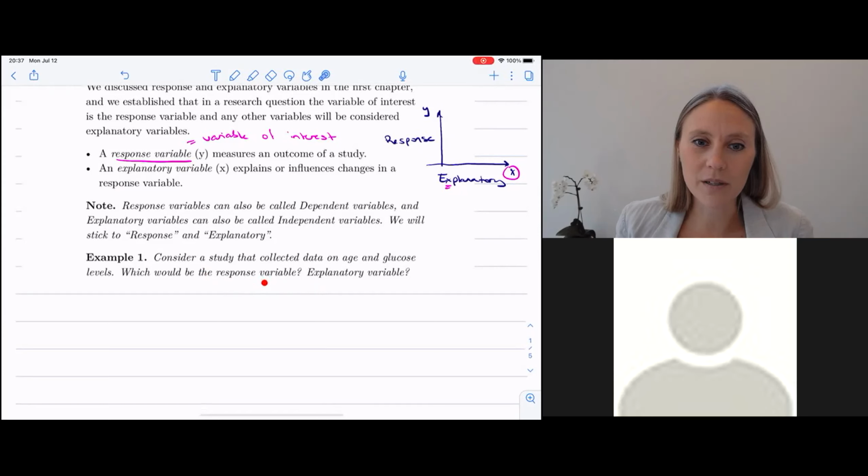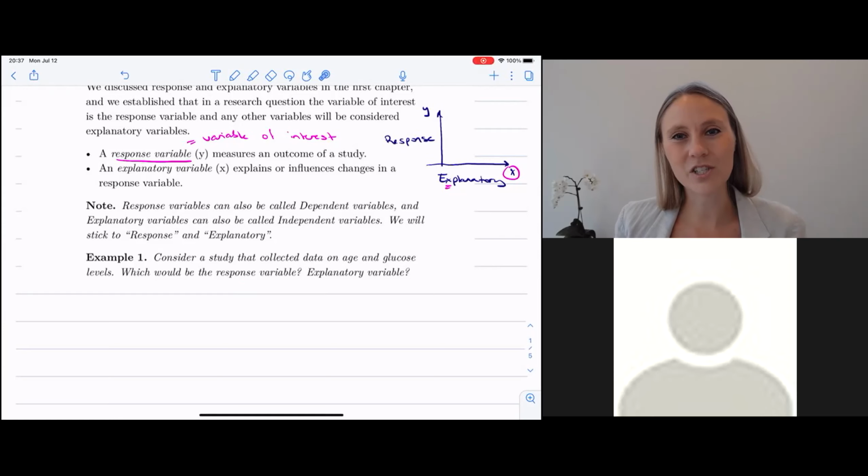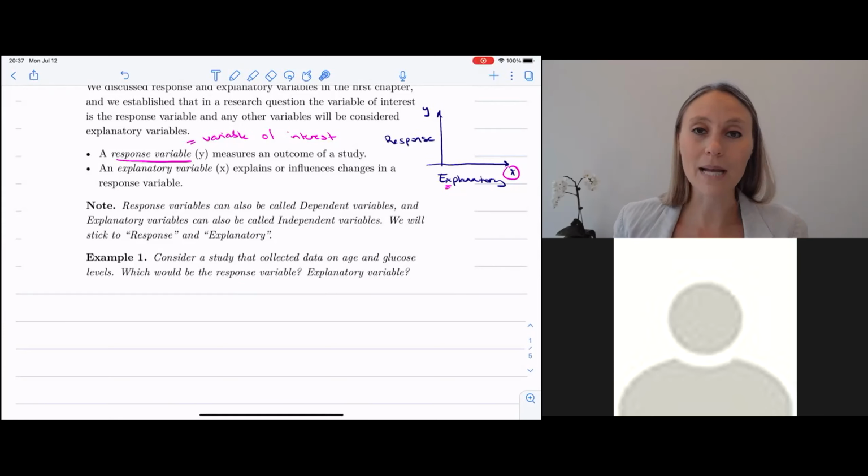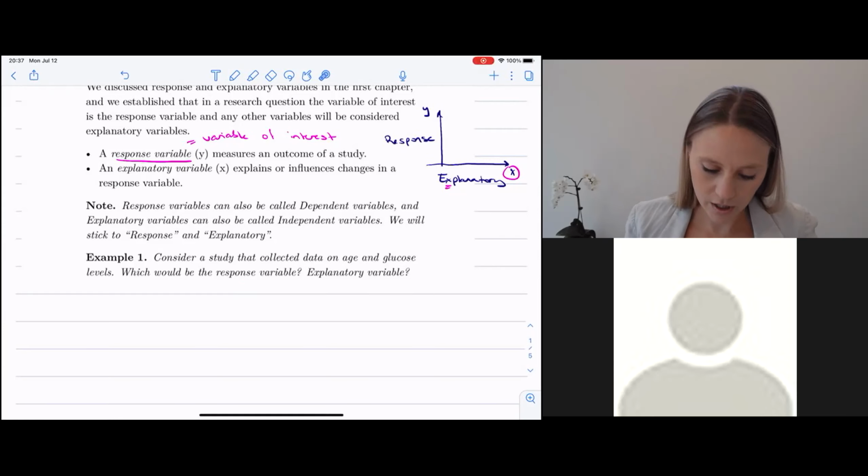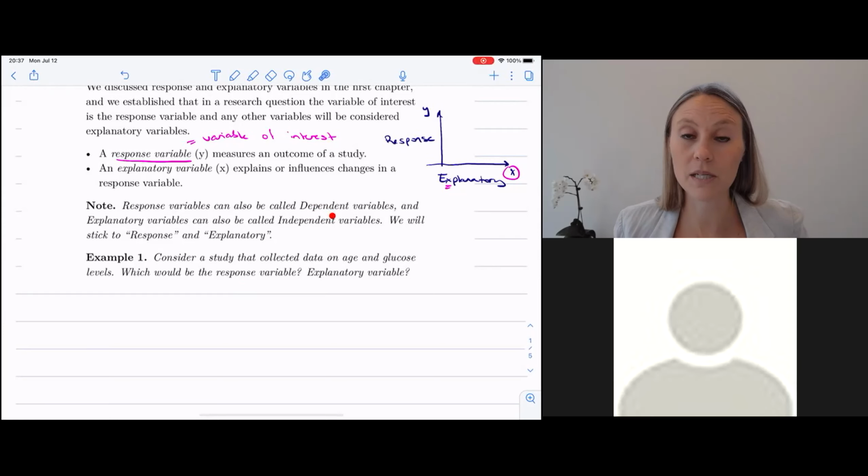The response variable has to be the glucose levels, right? If you think about it this way, the response variable might change depending on the explanatory variable, right? And so the age is not going to change depending on the glucose level, whereas the glucose level might change depending on the age, right? And so that's why they use the term dependent variable, because it's dependent on the independent variable.